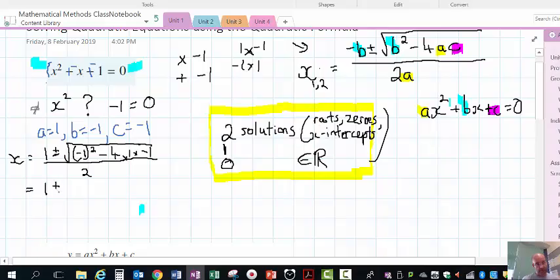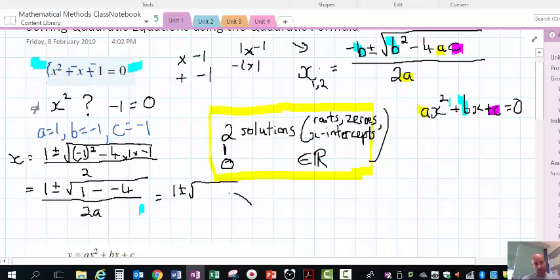And be careful of doing things in the correct order. So negative 1 squared is 1, 4 times 1 is 4, times negative 1 is negative 4, so 1 minus negative 4, all over 2a. So I'm doing things gradually and in the correct order of operations.